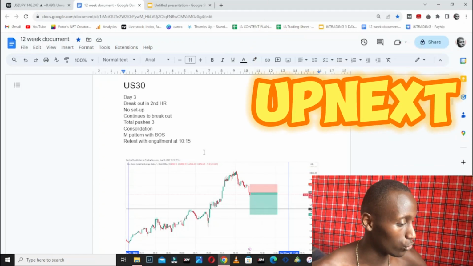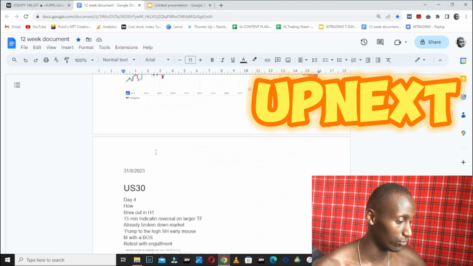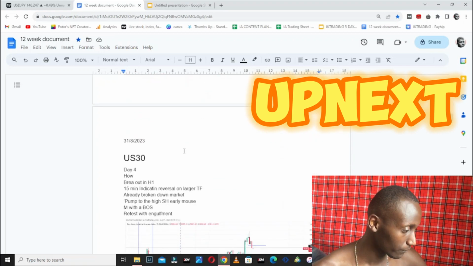Then we had this consolidation here, and then we had our M pattern with the breaking structure, and then a retest. We got the engulfment at 10:15 timing also, and that was the trade.